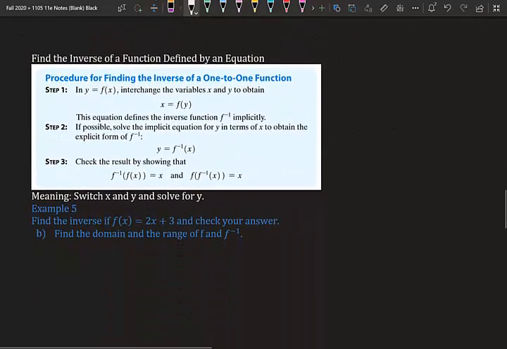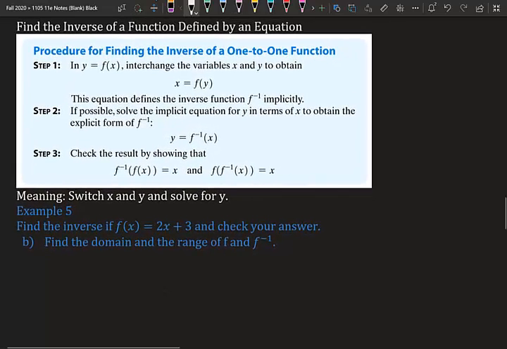Alright, let's find the inverse function defined by an equation. So our step 1 is: in y equals f of x, interchange the variables x and y to obtain x equals f of y. Step 2, this equation defines the inverse function implicitly. If possible, solve the implicit equation for y in terms of x to obtain the explicit form. Check the results by showing that the inverse of f of x equals x and f of the inverse equals x. So, what does all that mean?